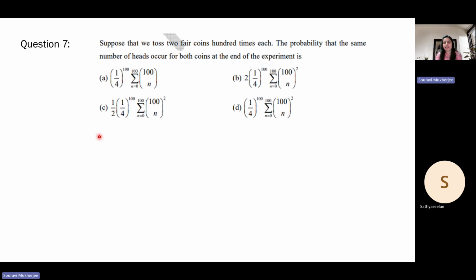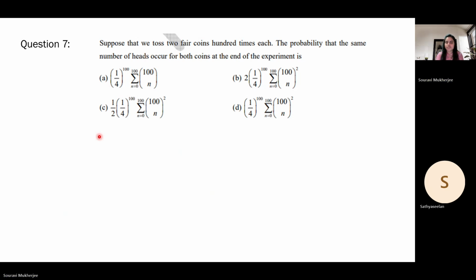Okay. Now, this is another question which says that suppose we toss two fair coins 100 times each, the probability that the same number of heads occur for both coins at the end of the experiment is. So the first thing that you have to think about in this kind of question is: what's the event? The event is we are tossing two fair coins 100 times each. Now, this act of tossing one coin is independent of the other, right? So you can just find what is the outcome for one coin, and then you would have to just multiply it with the other because both are disjoint, independent events.